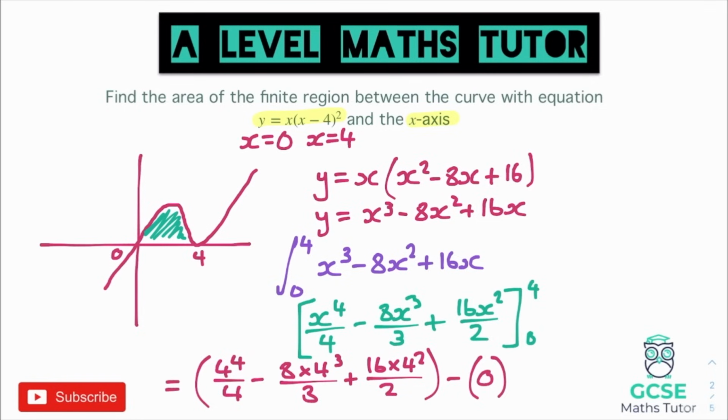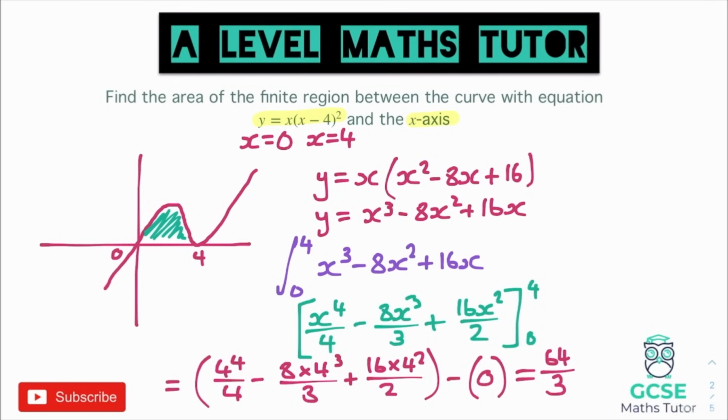Again, you can substitute 0 in if you want, but just looking at it, you can see they all come out as 0. So if you type all of that into your calculator, we get the answer, and it comes out as 64 over 3. And there we go, that is our area. So the area that we are looking at there is 64 over 3.